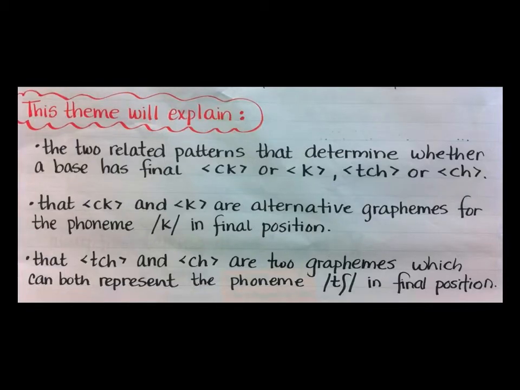The theme will explain the two related patterns that determine whether a base has final CK or K and final TCH or CH. The patterns are related, and because of that relativity, kids will have an easier time remembering and determining how to do this. Also, CK and K are alternative graphemes for the phoneme K in final position, and TCH and CH are two graphemes which can both represent the phoneme ch in the final position.